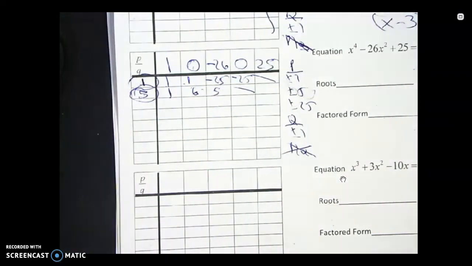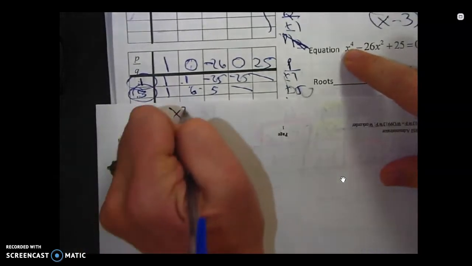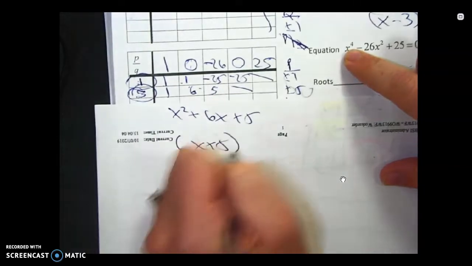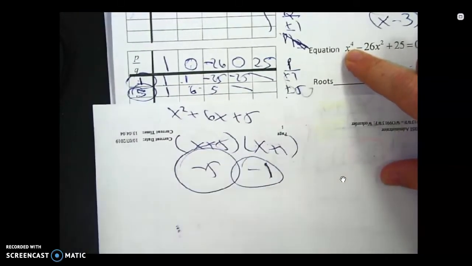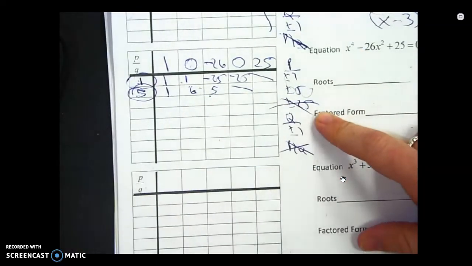It's a miracle. So I have 2 of them. I started with 4. I have 2 left. x squared. So I could factor at this point, and I'd be left with negative 5 and negative 1. Those are the other 2. If I don't see that, my last number is 5, so 25 is out.